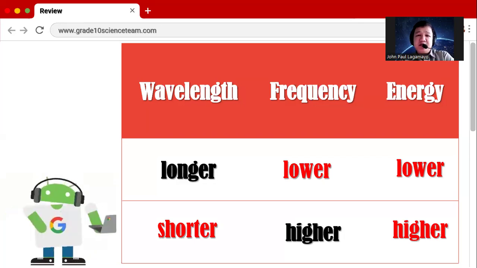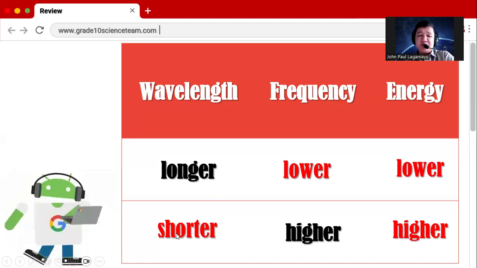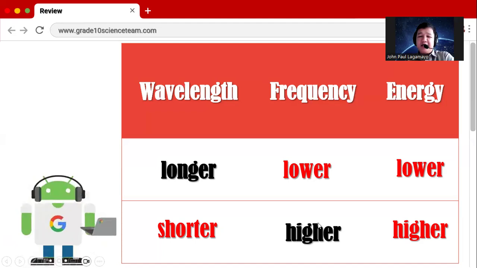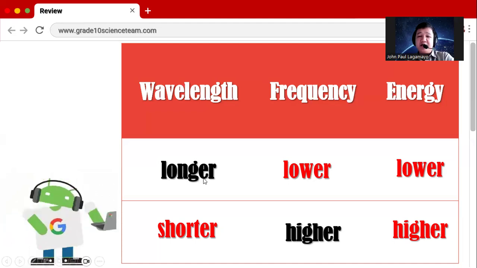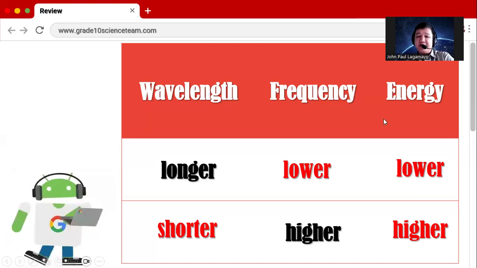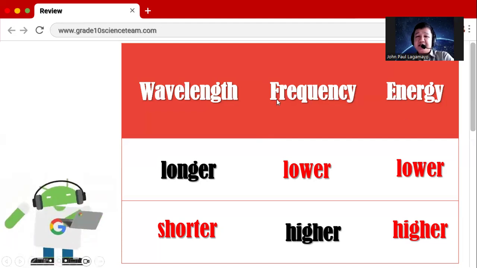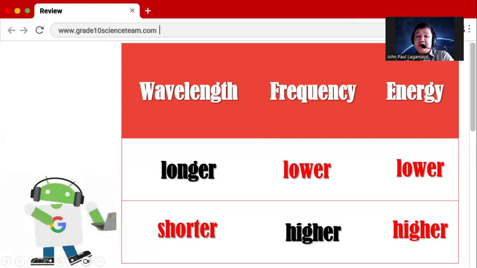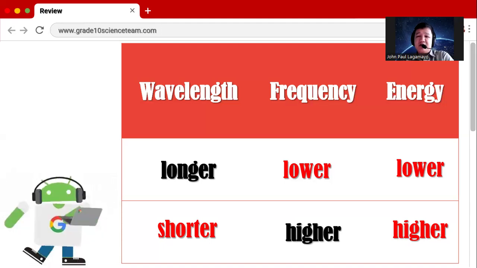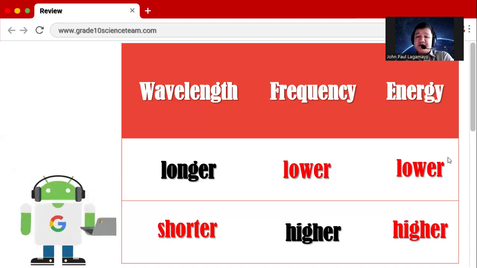We have mentioned that the longer the wavelength, the lower the frequency, but the shorter the wavelength, the higher the energy. The wavelength and the frequency are inversely proportional to one another. Frequency and energy are directly proportional to one another. Those concepts were among the things we covered about the different electromagnetic wave types.